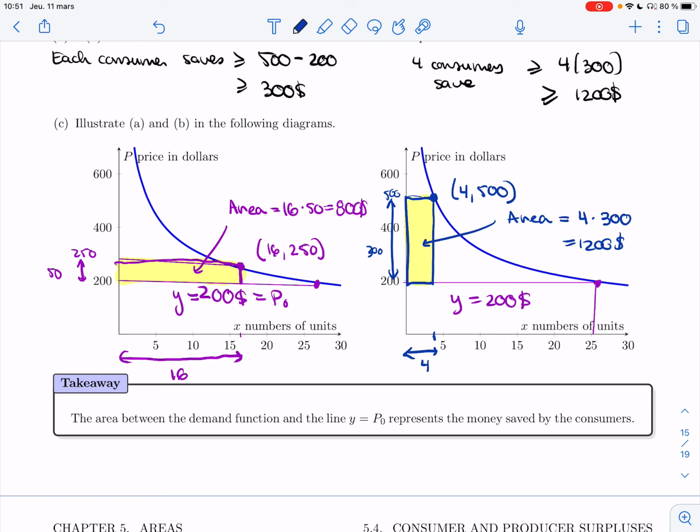And so you could tell at this point that this area here will actually be the exact amount of money that everybody's saving together. We're finding rectangles that fit, and we could still add more and more rectangles here and just cover the region. But the takeaway I want you to remember here is the area between the demand function and the line y equals P0 represents the money saved by consumers. So that would be the consumer surplus.